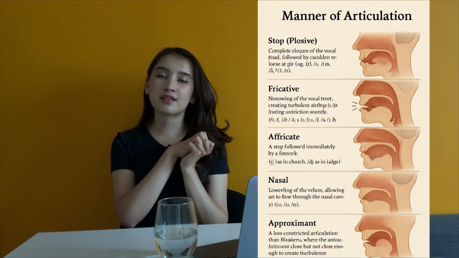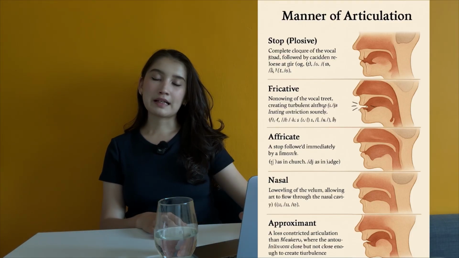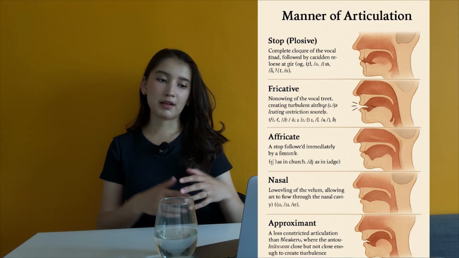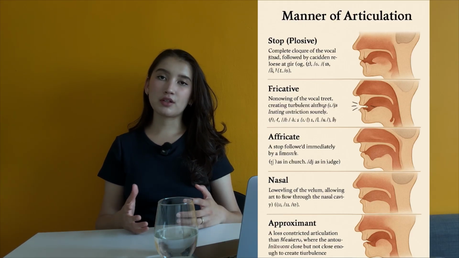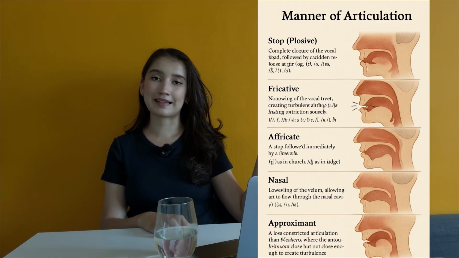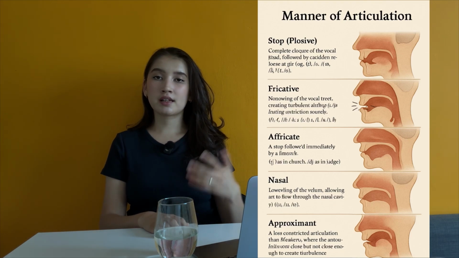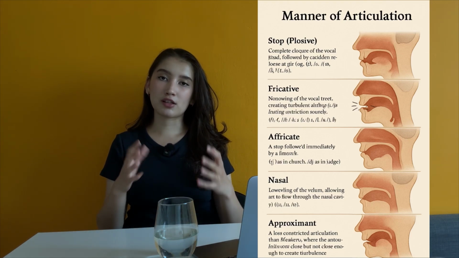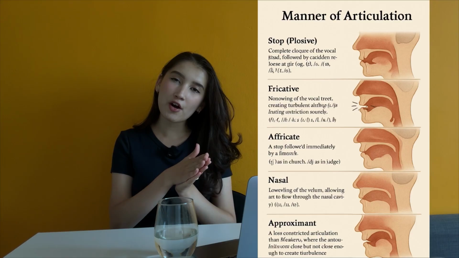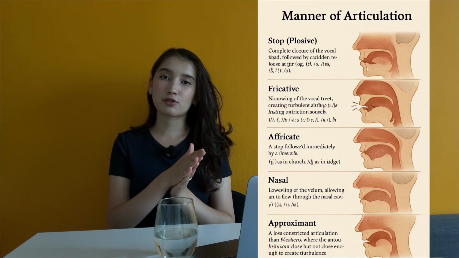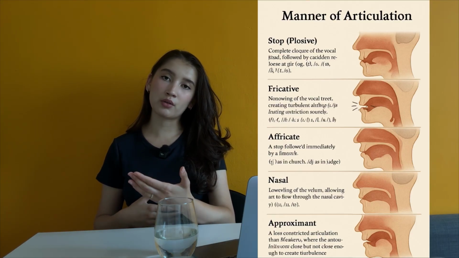And the last one is the approximant. You are slightly narrowing the pipe, but the water still can flow easily. So if you want to pronounce W, this is totally an approximant, because it's slightly narrow, but still it's not so difficult to pronounce this sound. The flow is going pretty well.